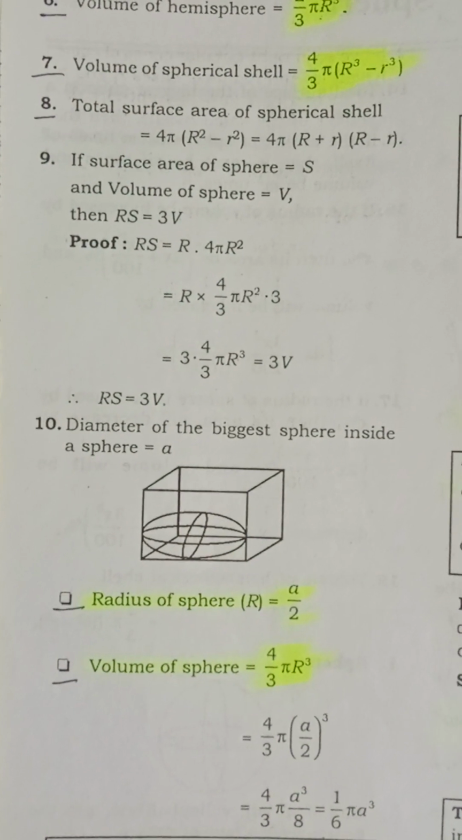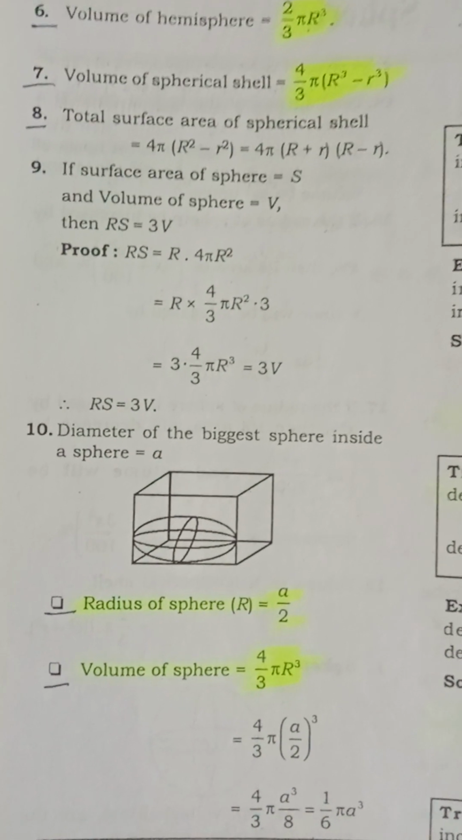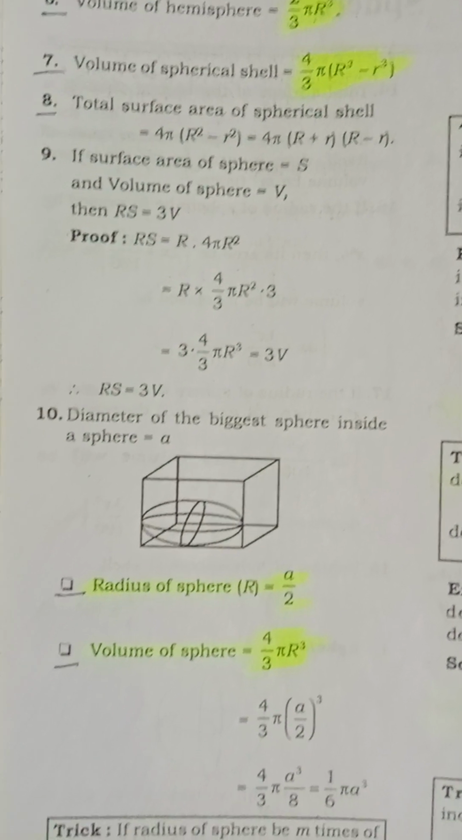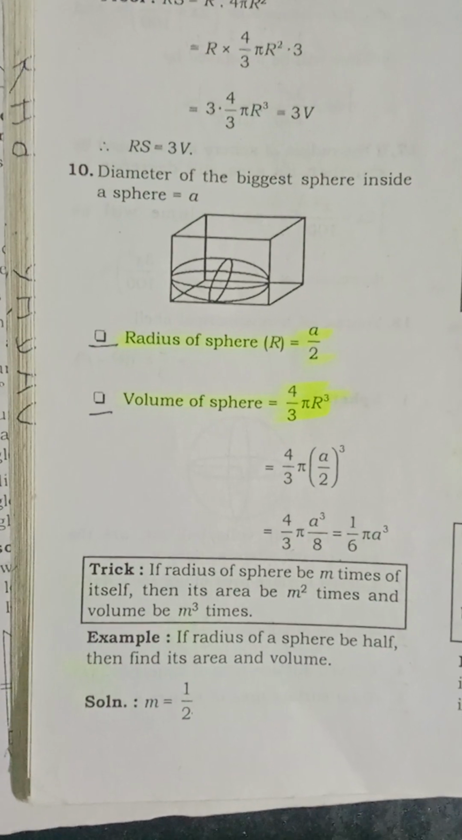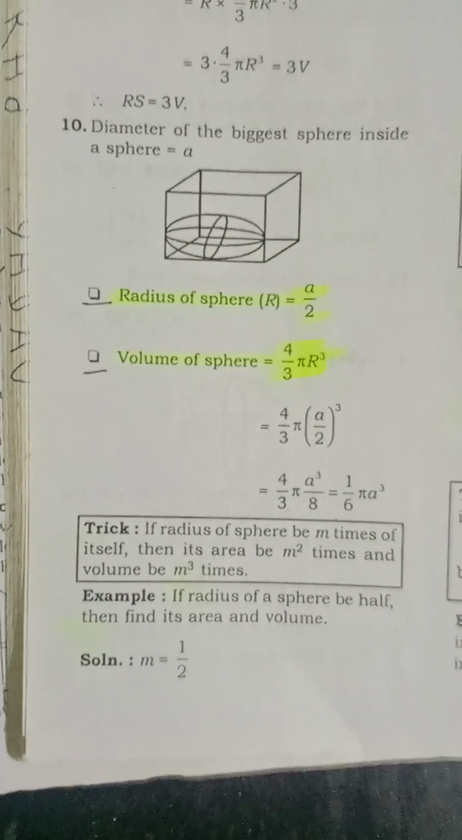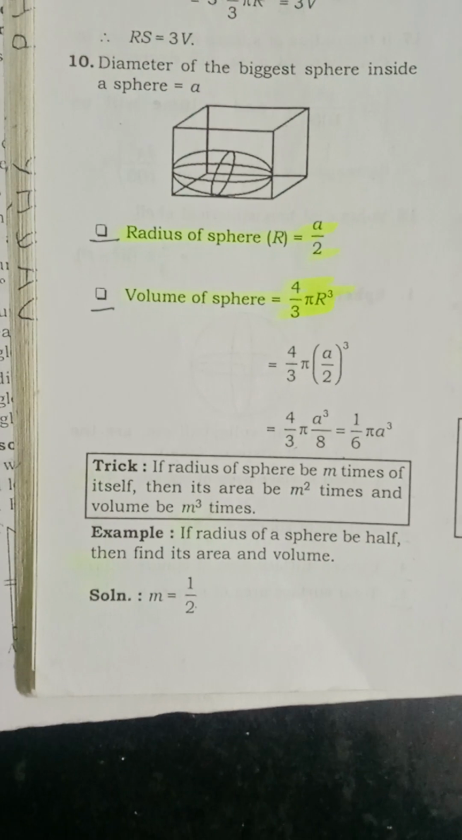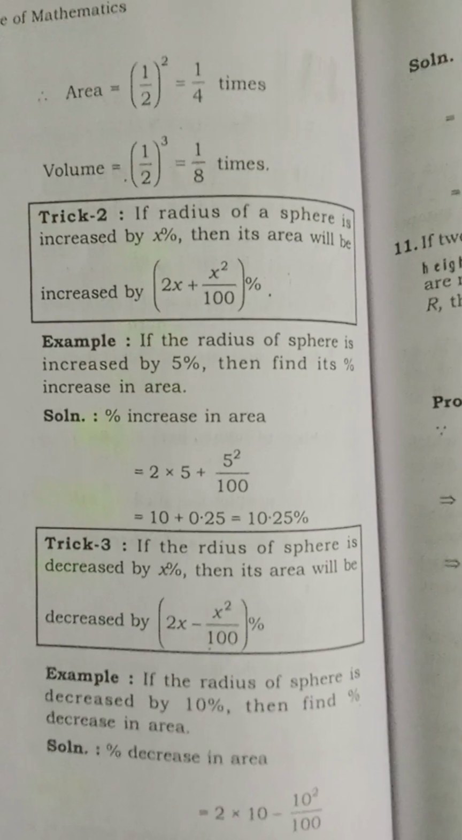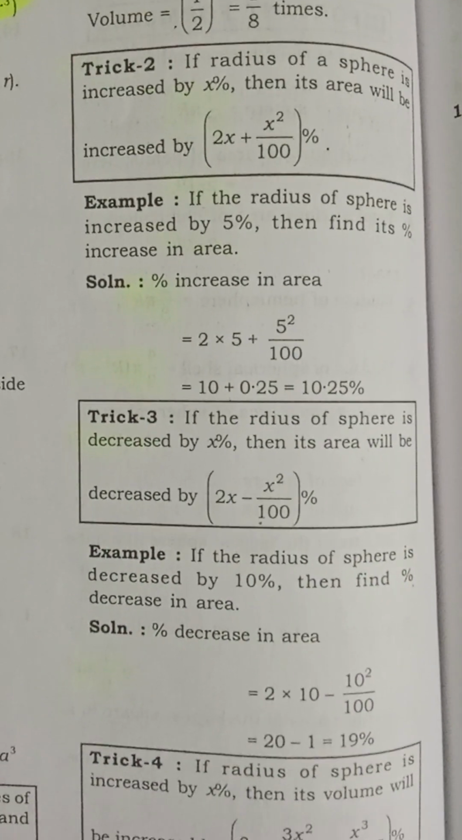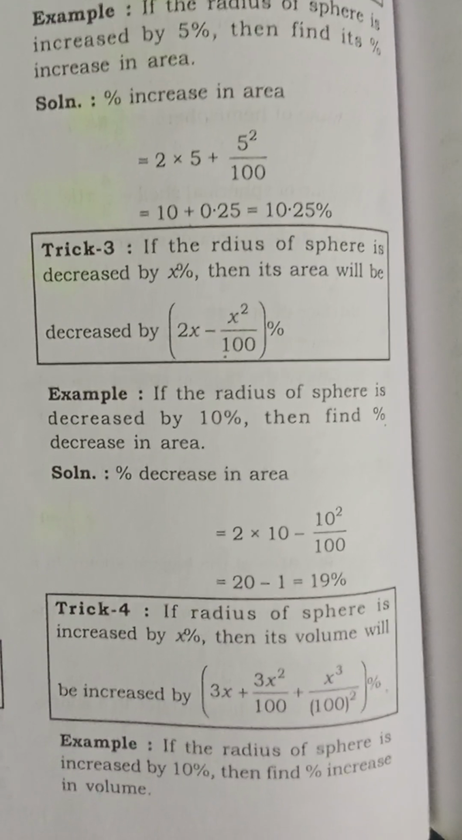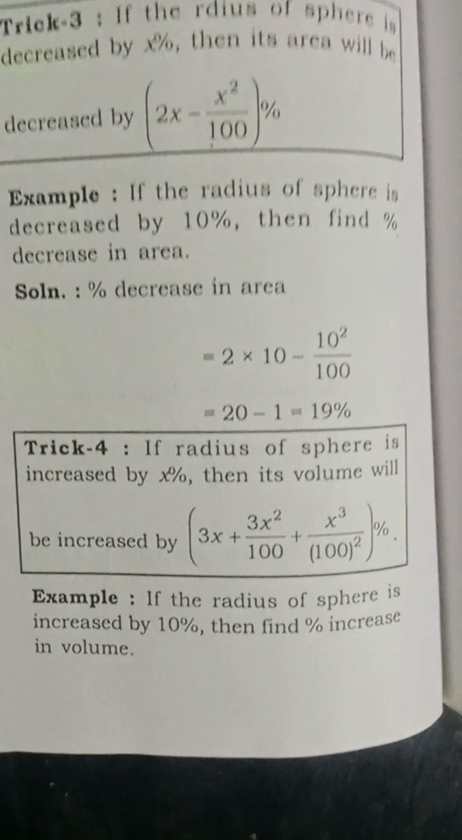Volume of a spherical shell is 4 by 3 pi into capital R cube minus small r cube. Radius of a sphere r is equal to a by 2. Volume of sphere is 4 by 3 pi r cube. Next formula. This is some example related to a sphere.